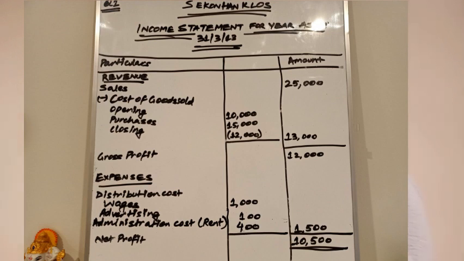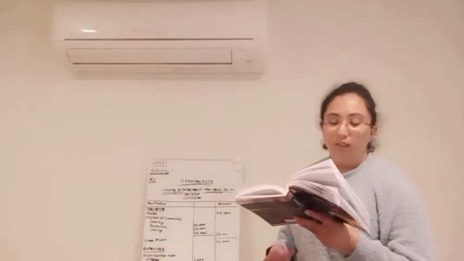Then expenses. Now we have 2 kinds of expenses, distribution cost and administration cost. In distribution cost comes the wages and advertising, 1,000 wages and advertising 100, and then administration cost 400, which is rent. So 1,500 expenses, 12,000 gross profit minus 1,500 expenses is 10,500, which is net profit. So that's how you prepare an income statement.